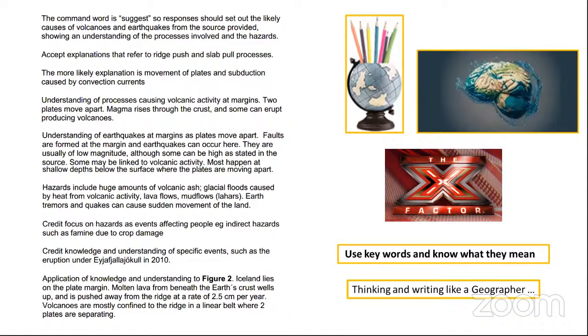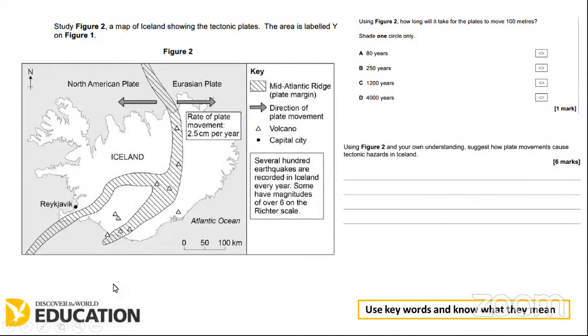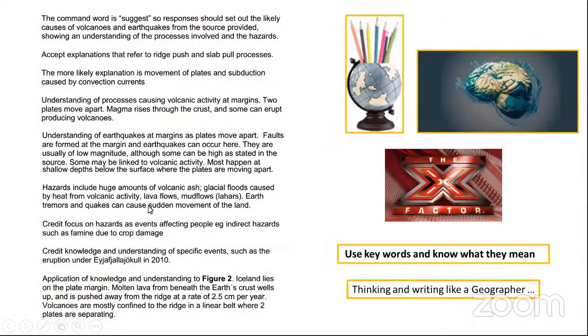All right, you need to talk about the hazards. It's asked of you to talk about what happens here, your own understanding, of how they cause tectonic hazards. So talk about tectonic hazards. You can talk about volcanic ash, the glacial flood, the lava flows, the fact that you may get earthquakes. You can then also talk about some indirect hazards, talking about crop damage. Maybe it's going to cause a problem in the future. You could talk about a fantastic example. We're going to look at this tomorrow, Eyjafjallajökull in 2010. So you can actually add that in as well, okay?